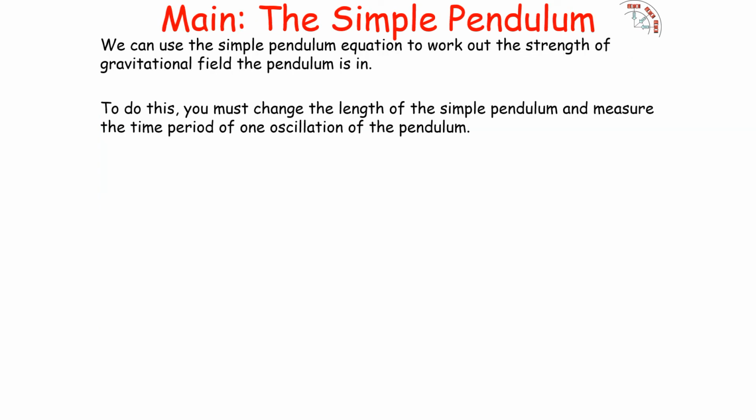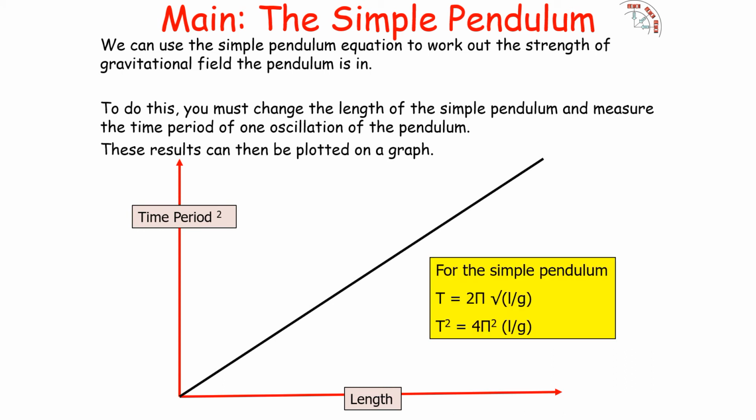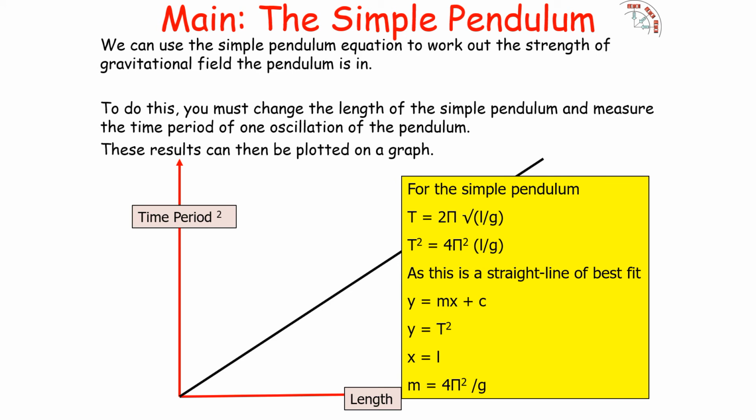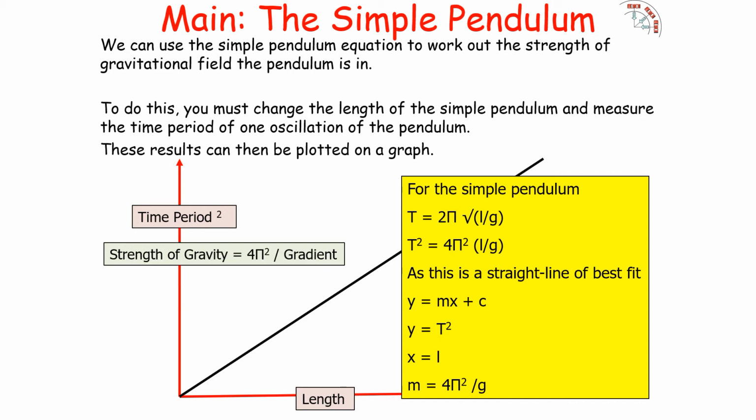So what we can therefore say is if we change the length and measure the time period, we can plot a graph of time period squared against length. Now, as we know, T squared equals 4 pi squared times L over g. So therefore, as y equals mx plus c, in this context, y is equal to T squared, x is equal to L, so therefore m is equal to 4 pi squared over g. So therefore, the gravitational field strength is 4 pi squared over the gradient.